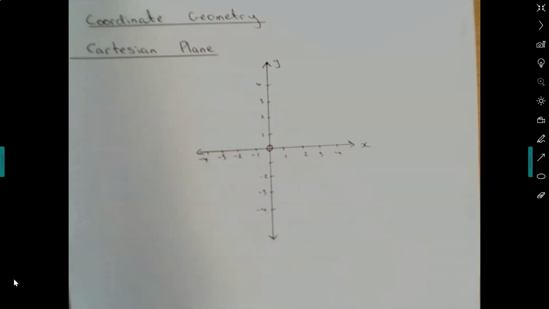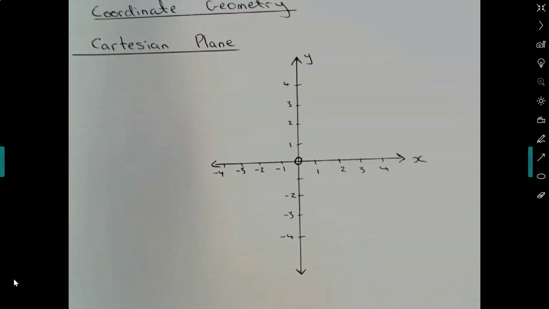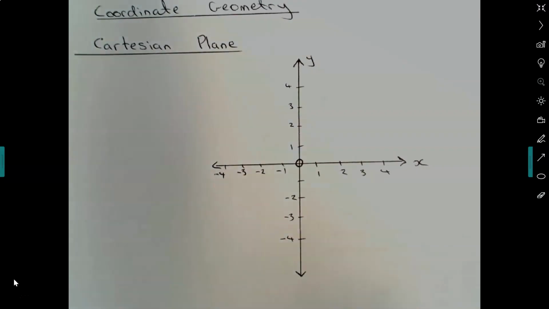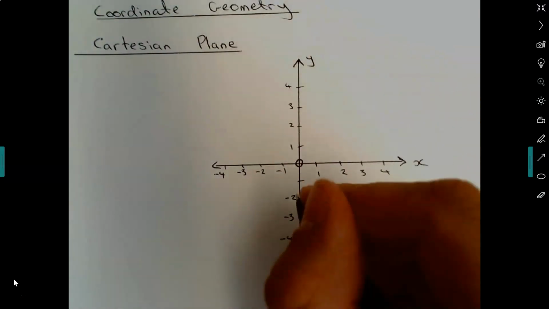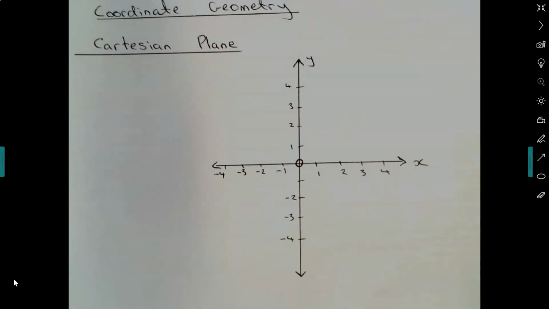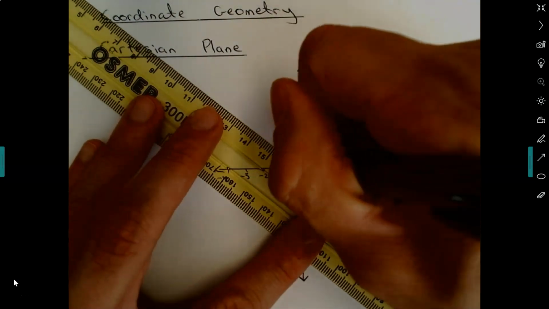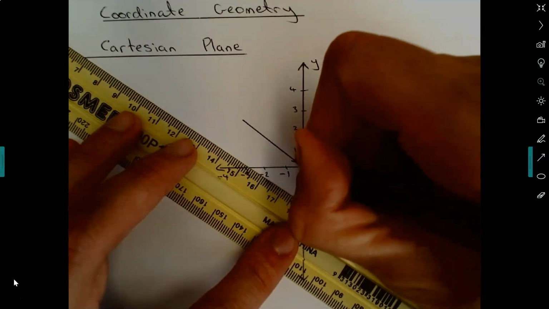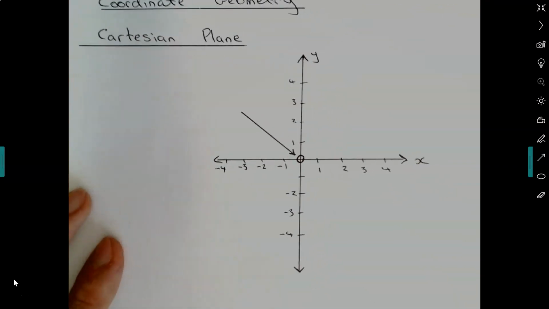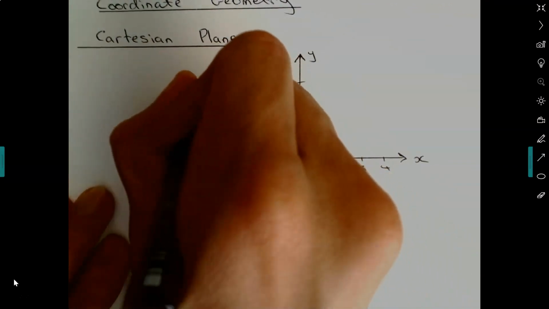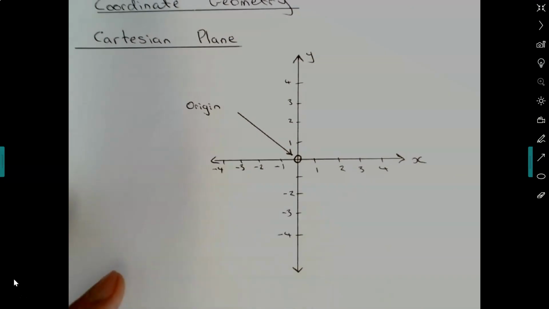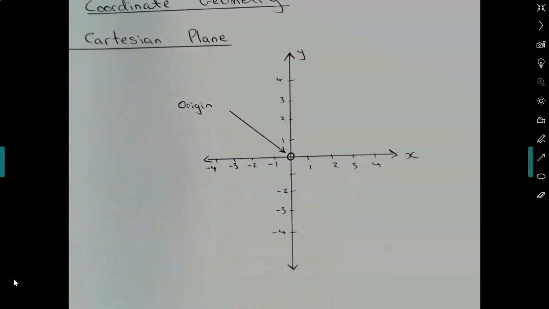Now, the point in the middle, where I've drawn that circle, that has a special name. We call that the origin. So this here is called the origin. Now, you can just listen for now, you can copy it in your book after.